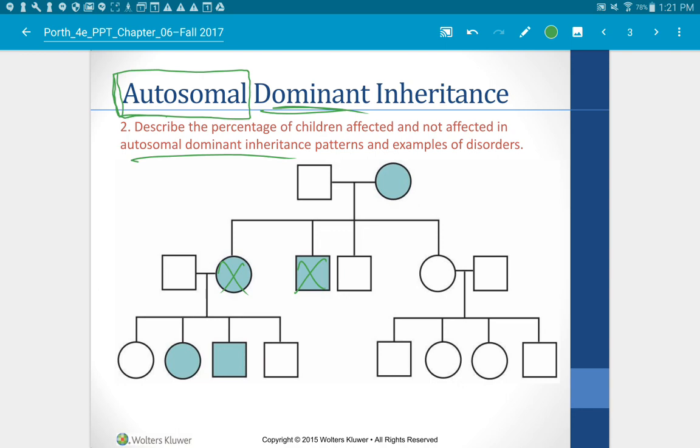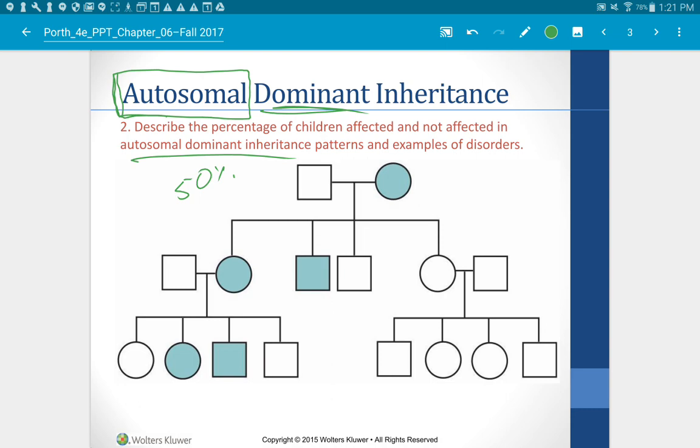You could also have none of the kids end up having it. But on average, about 50% of the progeny will be affected in dominant. So keep that in mind, 50% affected. And those who are affected, if they have children of their own, again, it happens again. 50% right down here, 2 of these 4 children end up having the disease. Any questions on autosomal dominant inheritance?